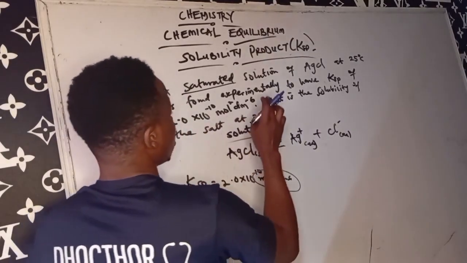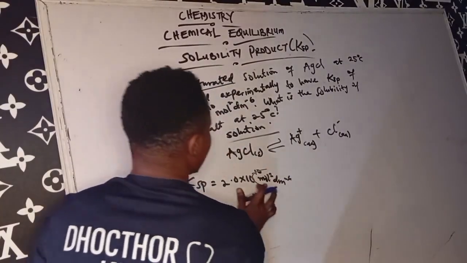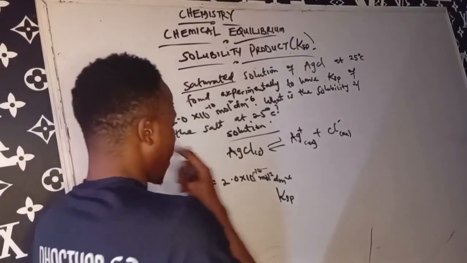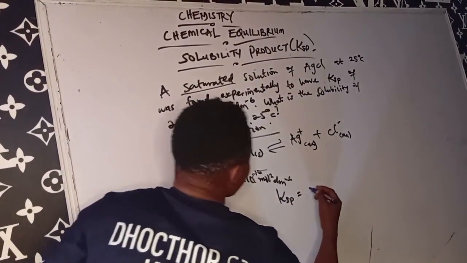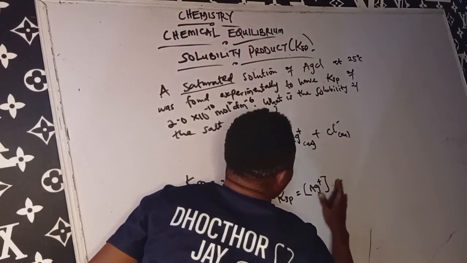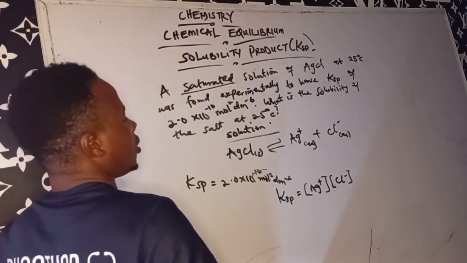Now, what's the solubility of the salt? That's not even much of my problem. The first thing now is, let's write the KSP. The KSP is equal to Ag plus and Cl minus.